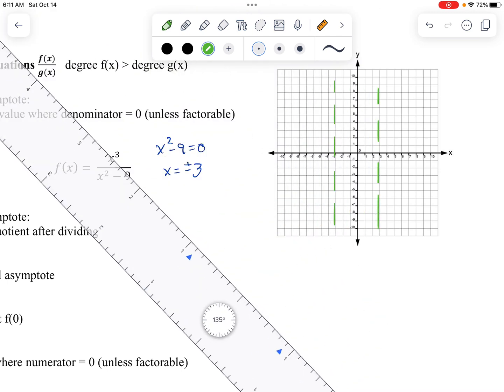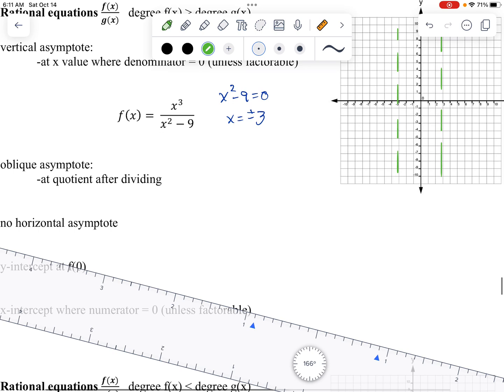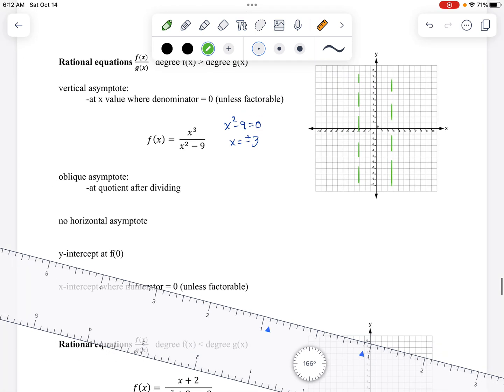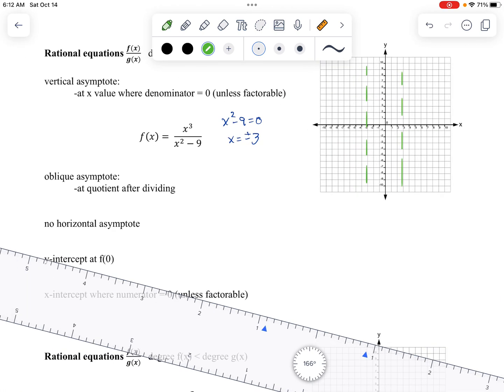All right, so there's my asymptotes, at plus or minus 3. But now, in this case, where is our other asymptote? And we don't have a horizontal asymptote. When the degrees aren't the same at top and bottom, there is no horizontal asymptote. There's what we call an oblique asymptote, a side-to-side asymptote. And we find it by division.